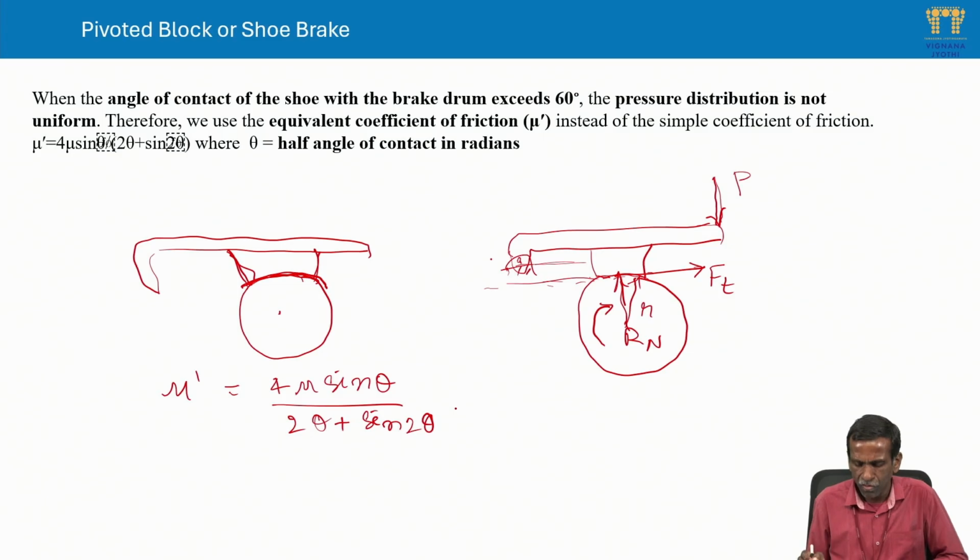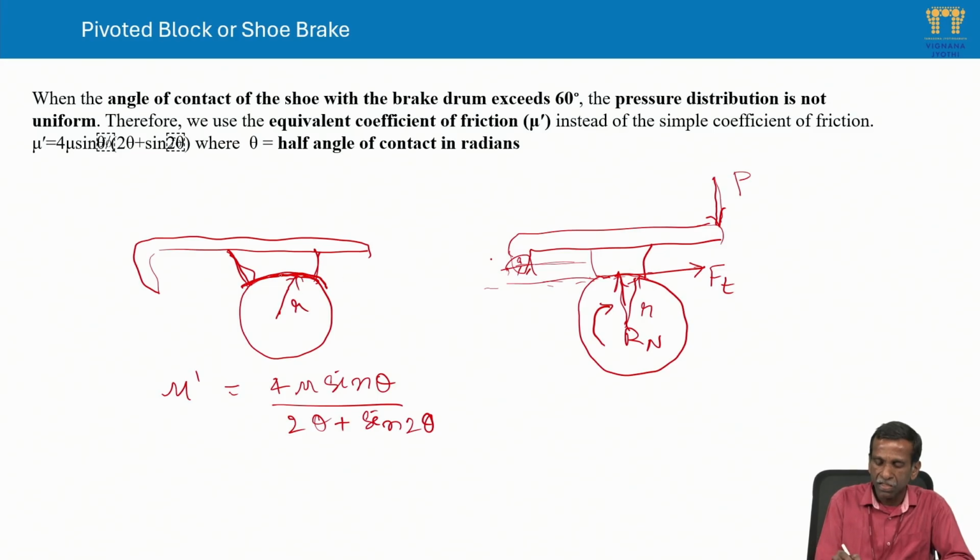As usual, these are the terminologies: this is the radius of the drum, and this is the friction force, the total friction force or tangential force on the block, and the total normal force Rn. So all these are terminologies here.